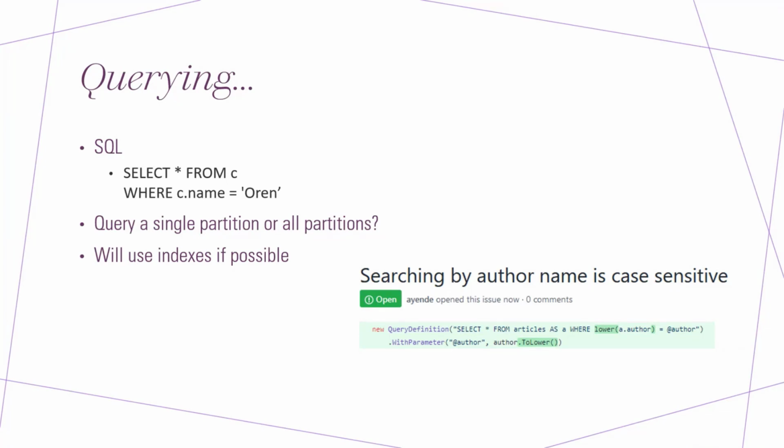How would I solve something like that in Cosmos? What would I do? And the answer here is that I would have to go and create a field, auto lowered, and use that, because that can be indexed.